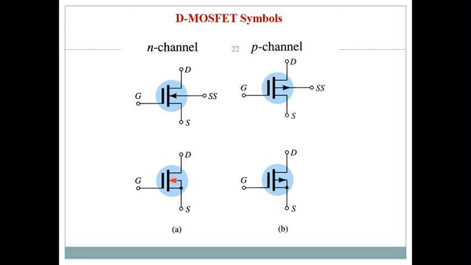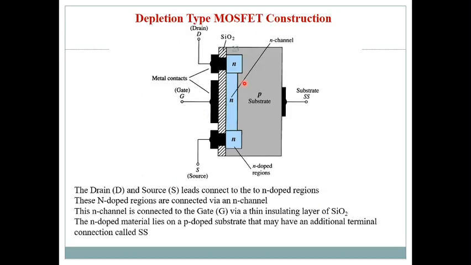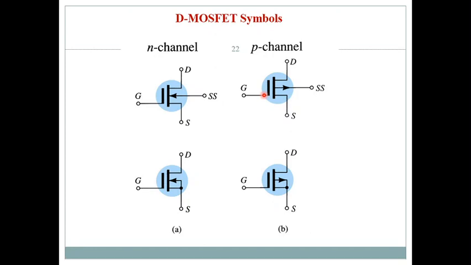Now what about this arrow? If the channel is N, the substrate is P. What would be the forward current between the substrate and the channel? From P to N, from the substrate to the channel, right? So that is what you can see in this arrow.